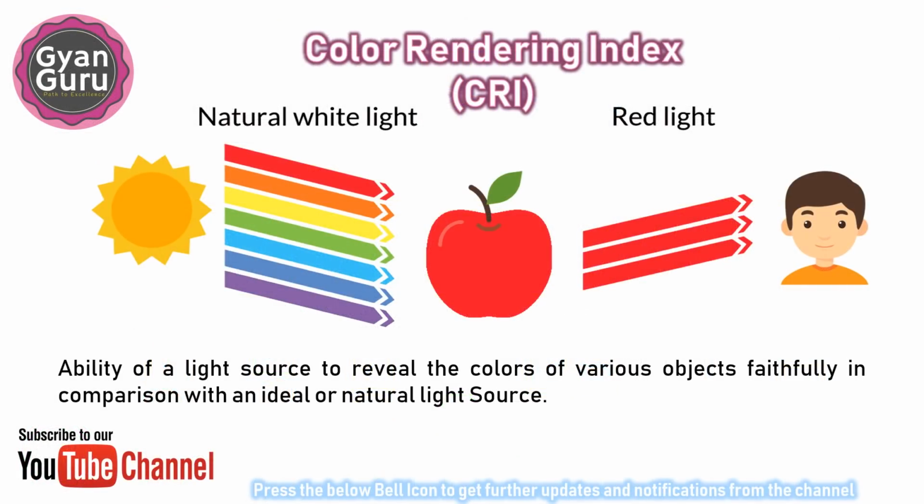Now let's understand the color rendering index. Put simply, the color rendering index, CRI, measures the ability of a light source to accurately reproduce the colors of the object it illuminates.